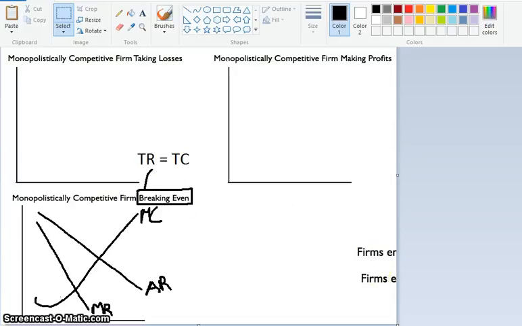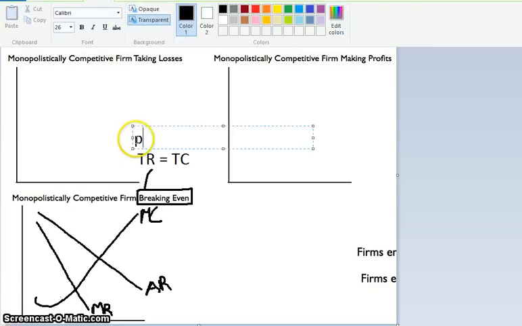All right? So I'm going to walk you through a little bit here. I don't have a ton of room on the bottom, which kind of stinks. So let's assume that this is a monopolistically competitive firm breaking even. That means that my total revenue and my total costs have to equal each other. That means for this to be true, my price has to equal my ATC. Because if I multiply by quantity, P times Q, I get total revenue. If I do ATC times Q, I get total cost.